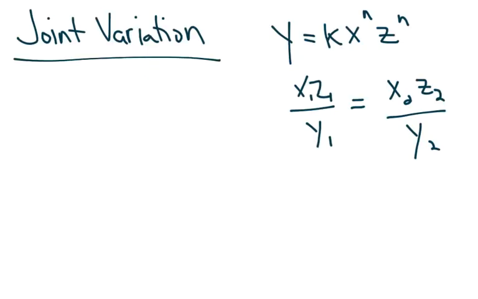The third type of variation was called joint variation. Joint variation occurred when you had more than one input. So in this particular equation, y equals k x to the nth z to the nth, the two inputs are x and z. Because joint variation is very similar to direct variation, since it's being multiplied by the constant of variation, its proportion looks like this. x1 z1 over y1 is equal to x2 z2 over y2.